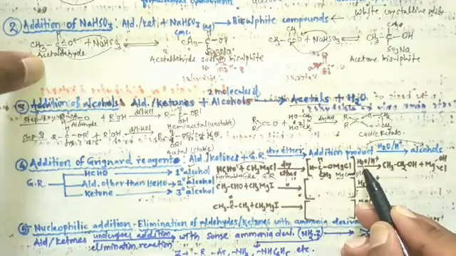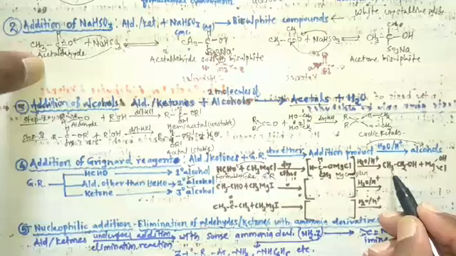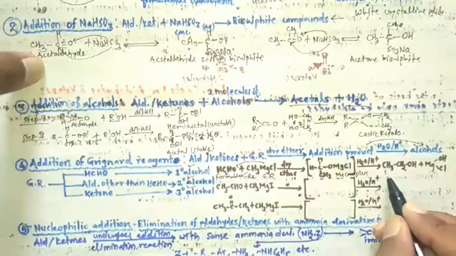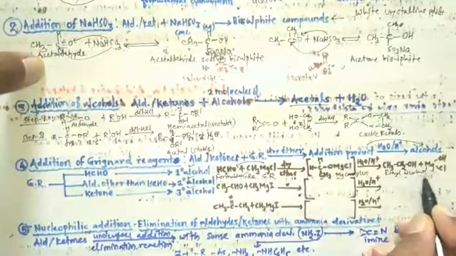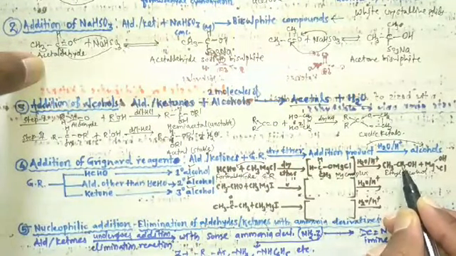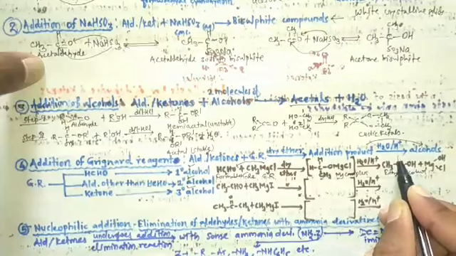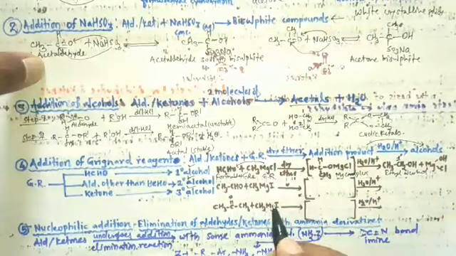The magnesium complex on acid hydrolysis produces alcohol, and that alcohol is ethyl alcohol. This ethyl alcohol is a primary alcohol. Why is it a primary alcohol? Because the OH group is attached to the primary carbon atom.